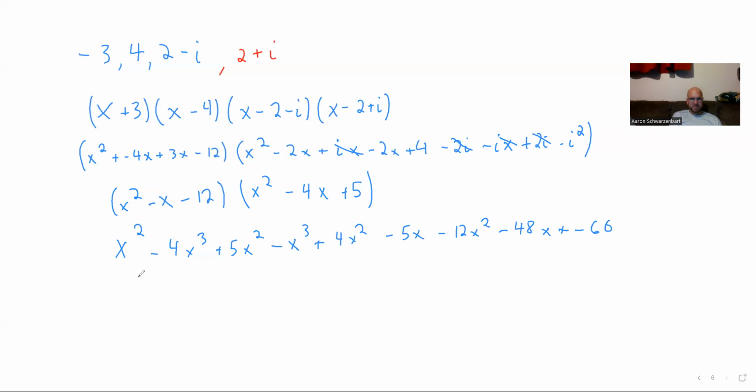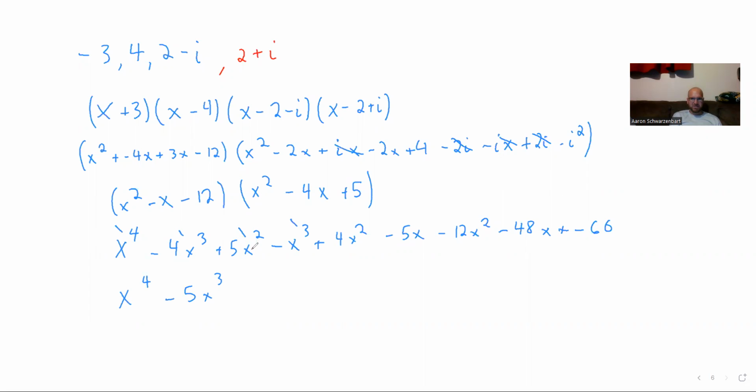Now I combine like terms. Oh, I don't know why I wrote the first one as x squared. That's x to the fourth. Squared times x squared is x to the fourth. Okay, so I've got that corrected. My x cubed minus 4x cubed. I'm just going to put a mark by everything so I know I included it.